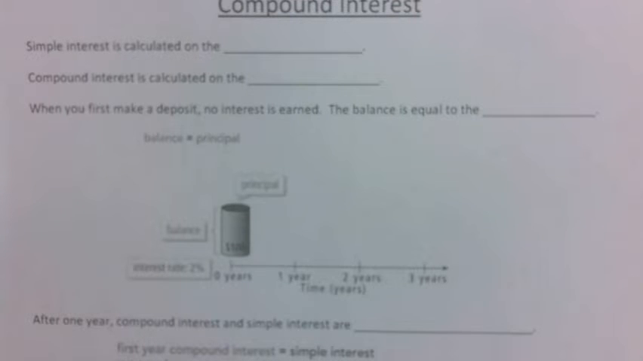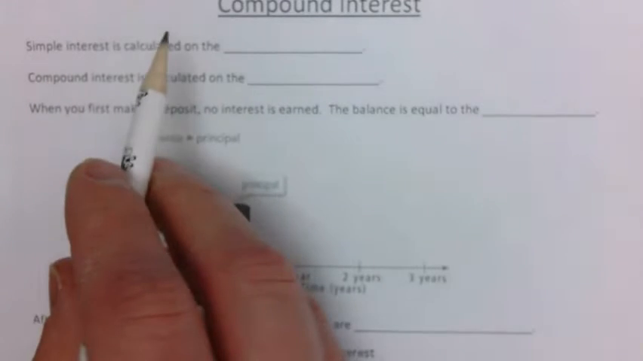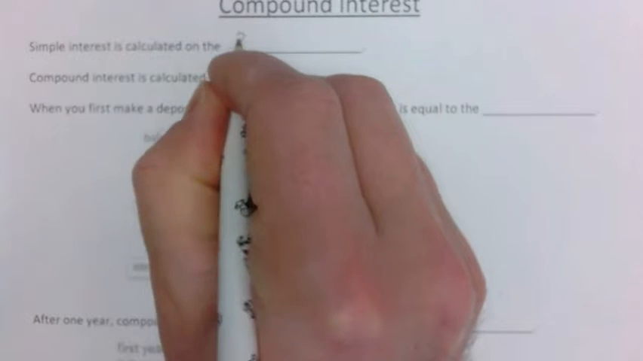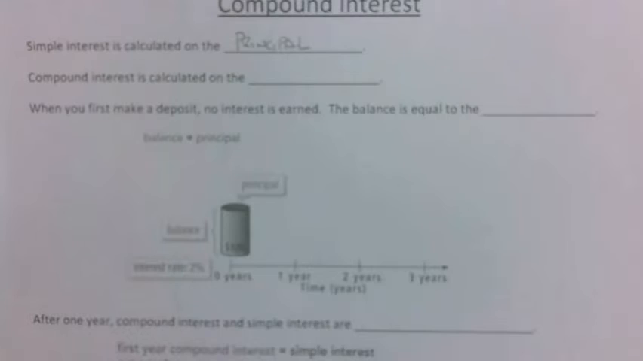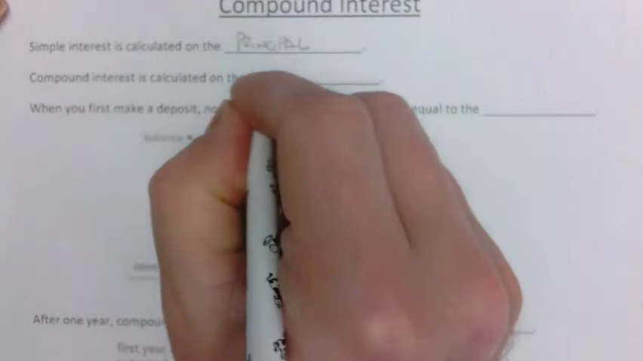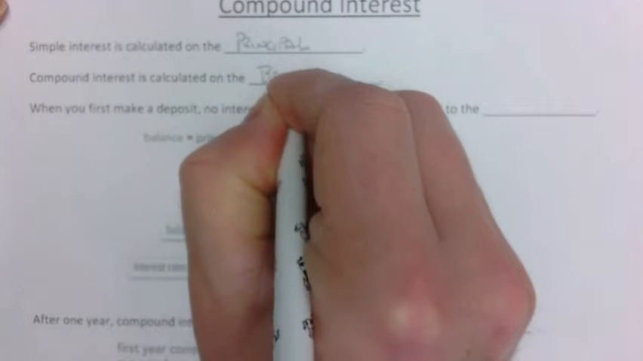In our lesson today, we're going to learn about compound interest. We learned about simple interest last time, and simple interest is calculated only on the principal amount. Remember that the principal is the original amount that you deposit or borrow from a bank. Simple interest is calculated on the principal only. Compound interest is calculated on the balance. This is how most accounts at a bank will work.